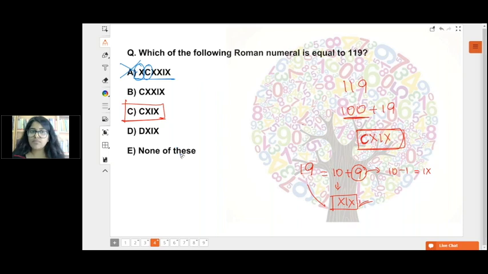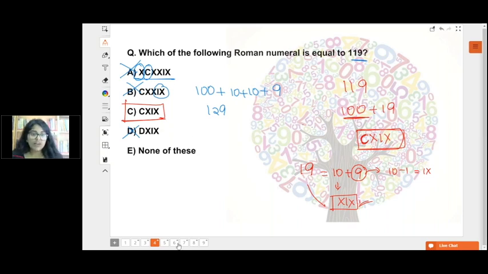Now coming to the second one, you have C, that means 100, plus XX, that is 10 plus 10, plus you have IX, that means you are subtracting 1 from 10, that is 9. Now you clearly see that it is 129, not 119. So that's why B is also not the correct answer. Now coming to D. It is starting with D, which represents 500. It is clearly not 100. You want the number 119, not some 500s, right? So that's why this is not the correct answer. So C is the correct answer.